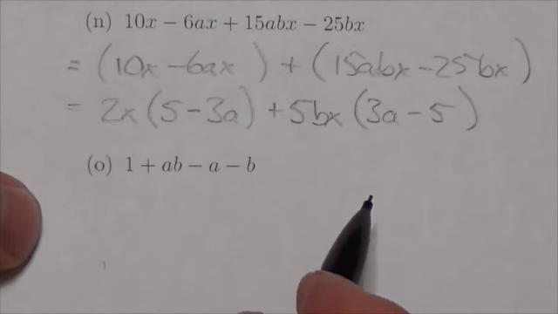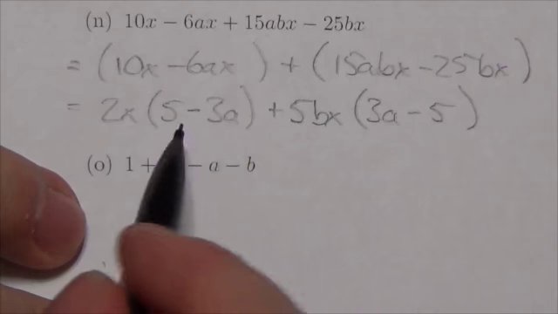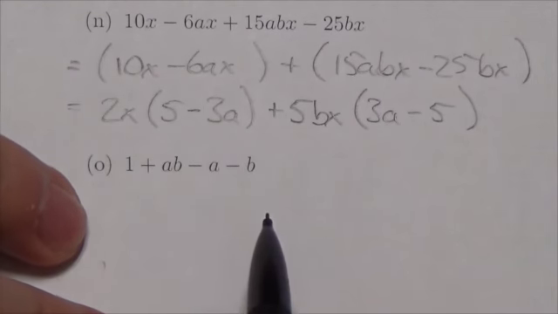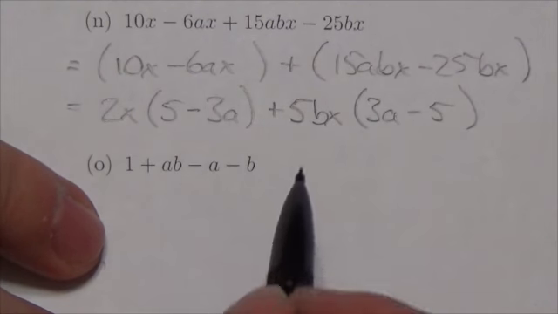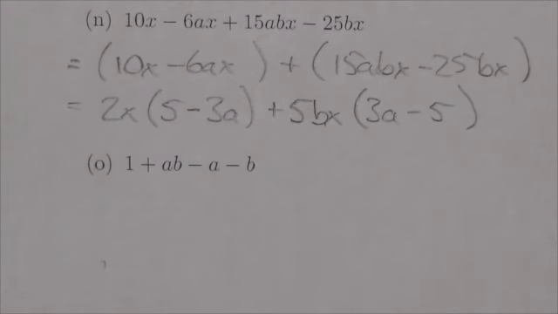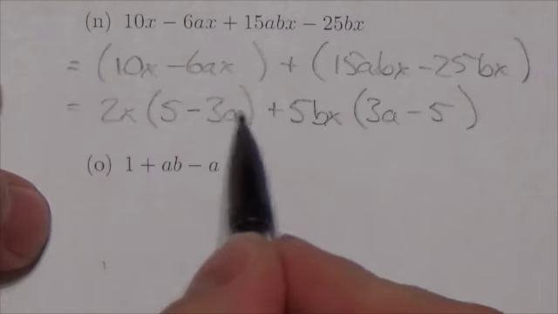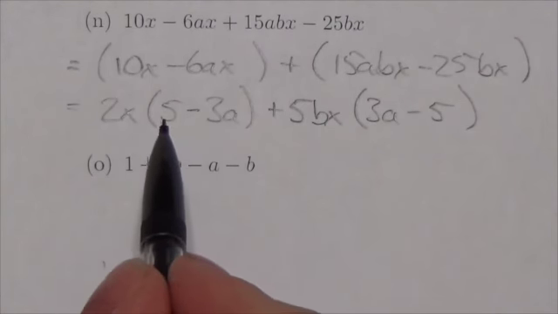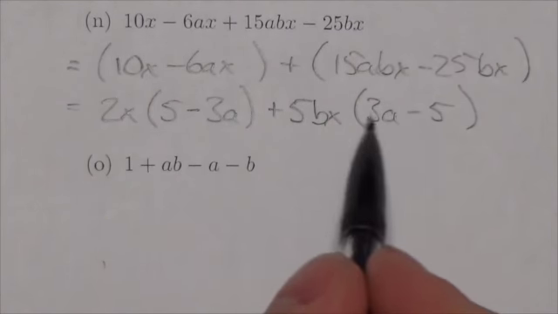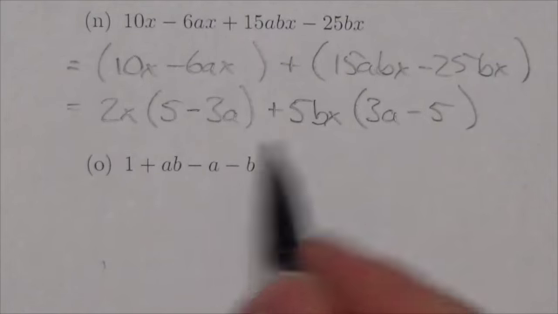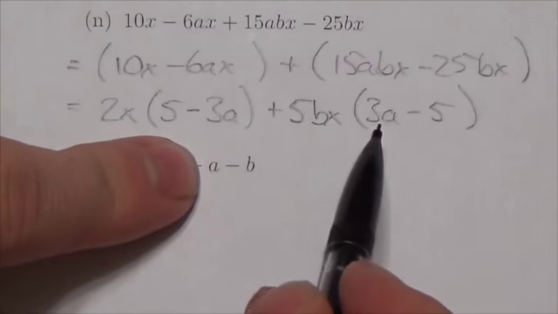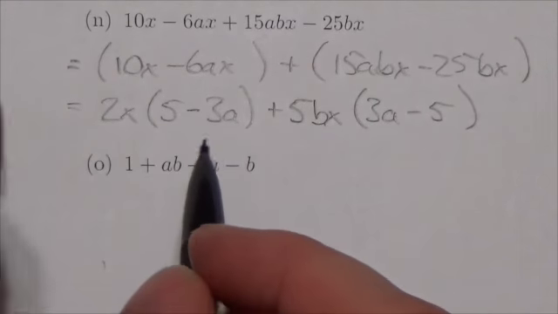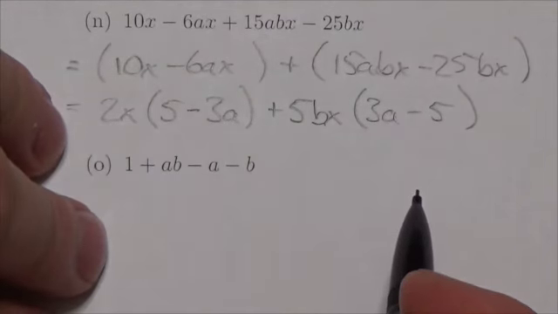Now, this is tantalizingly close, but they're not the same. 5 minus 3a is not the same as 3a minus 5. And if you're having a hard time seeing that, just put a number in for a, like the number 1. 5 minus 3 is 2. 3 minus 5 is negative 2. They are very different. So to make them the same, what we want to do here is change the signs on one of these expressions.